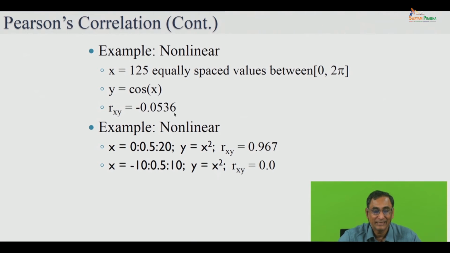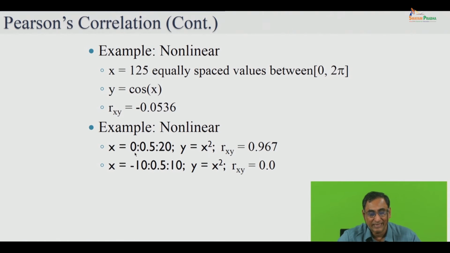In fact, it's symmetric. The points above the 0 line, when x is between 0 and pi by 2, between pi by 2 and pi, between pi and 3 pi by 2, and 3 pi by 2 and 2 pi, they all seem to cancel each other out and finally give you a correlation coefficient which is very small. It does not imply that there is no relationship between x and y. All you can conclude from this is perhaps there is no linear relationship between x and y.